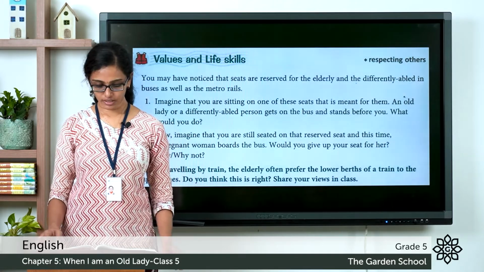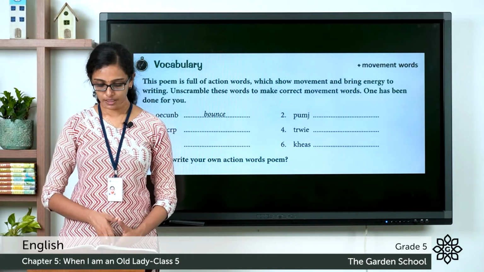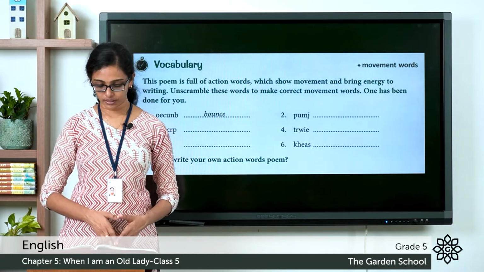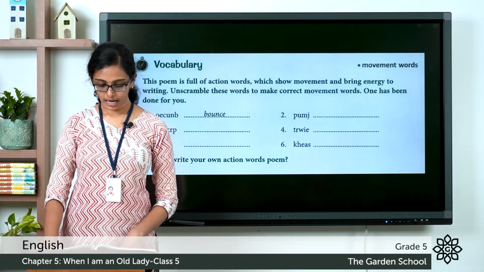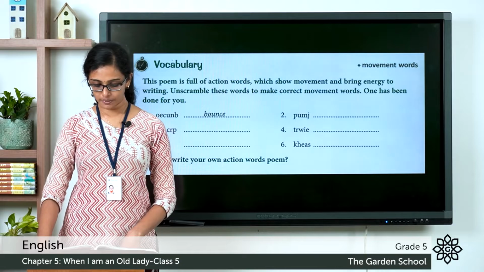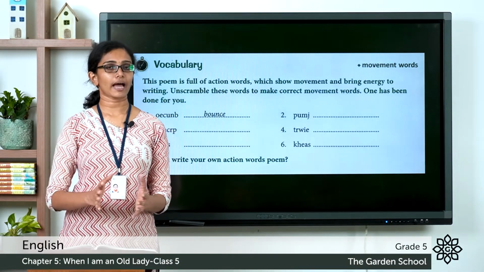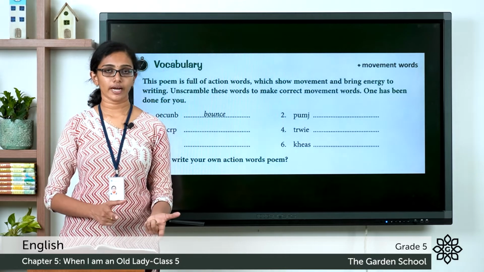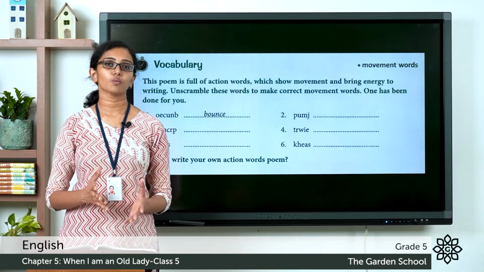Now the next section is vocabulary and it's about movement words. This poem is full of action words which show movement and bring energy to writing. Unscramble these words to make correct movement words. One has been done for you. So movement words are words which show some action like jump, write, read. These are words which show some action or movement.